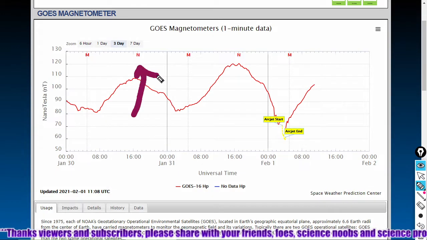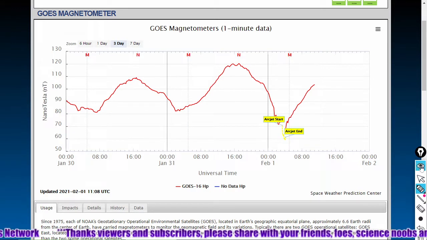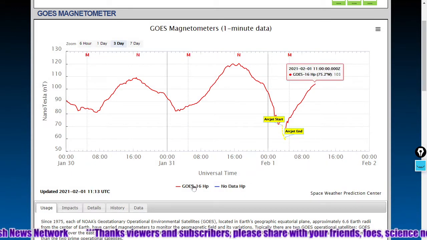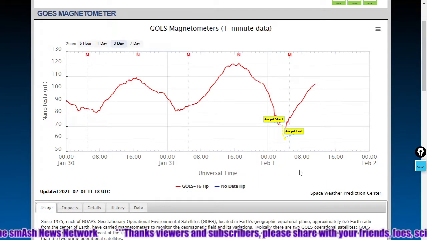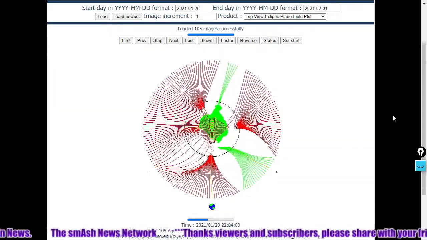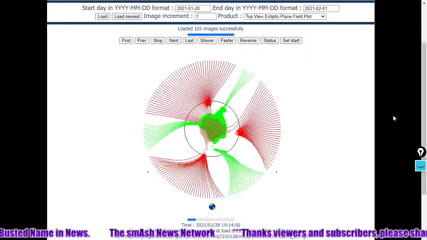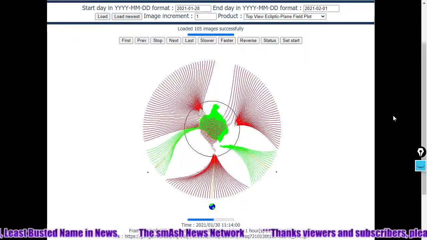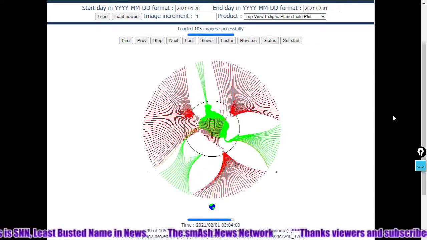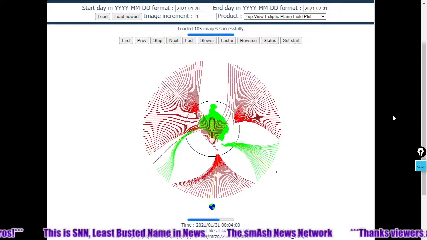The N's and M's refer to noon and midnight local time for the GOES 16 satellite, which makes its measurements at the F ionosphere layer. So looking at some more magnetic data here, here is the polarity of the heliospheric current sheet. It shows you South Pole polarity in red, North Pole polarity in green. And as we forecasted yesterday, the Earth remains in the South Pole current sheet there.